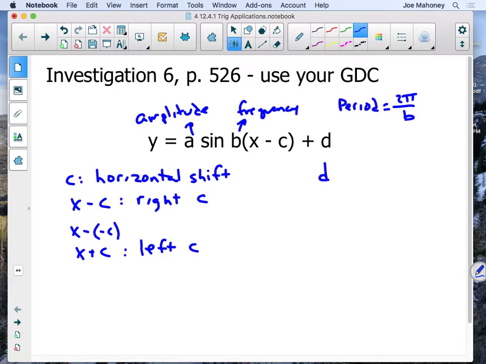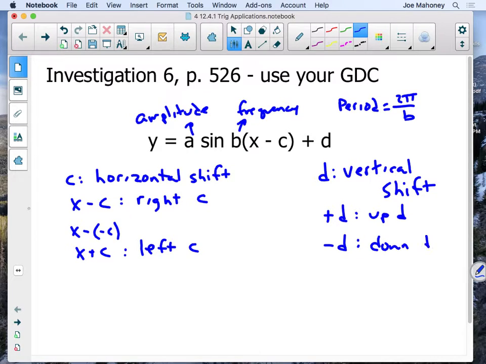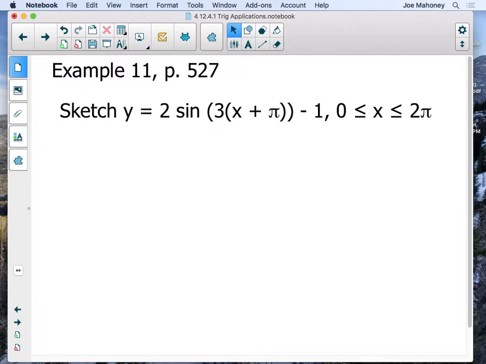And you also probably noticed that D is the vertical shift. So if the D value is positive, the graph goes up D units. If the D value is negative, it goes down D units. So let's see if we can put this in action and sketch a graph with all these different parameters, A, B, C, and D. So we're going to look at example 11 on page 527. And I'm going to kind of show you how I would sketch a graph like this.